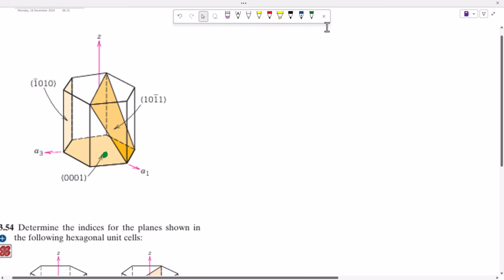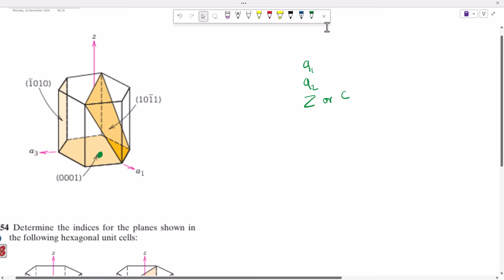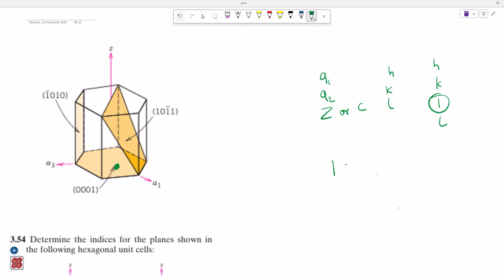In a hexagon, remember that I said what matters to us is A1, A2, and our Z, or you can call it C. And here in crystallographic planes, we refer to this as our H, our K, and our L. Then we convert it to H, K, I, L. So our I is unknown, which is the A3. Whatever we are doing, we are not concerned with A3. So to find our I, it is equal to minus open bracket our H plus our K. That's the formula to find our I. So let's just go ahead and begin to solve all of these equations.